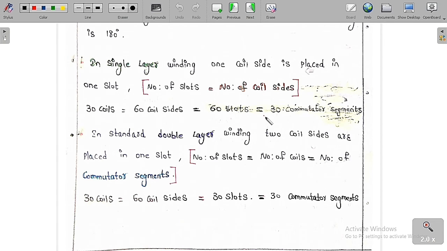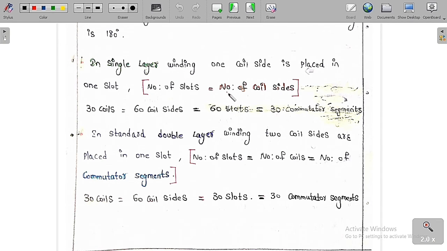As you can see clearly, I already told you the number of commutator segments is always equal to the number of coils. Here we are going to get 30 coils. So therefore the number of commutator segments is also equal to 30, because the number of commutator segments is always equal to the number of coils present on the armature irrespective of the type of winding. As there are 30 coils, we are going to get 30 commutator segments. So this is a very important point.